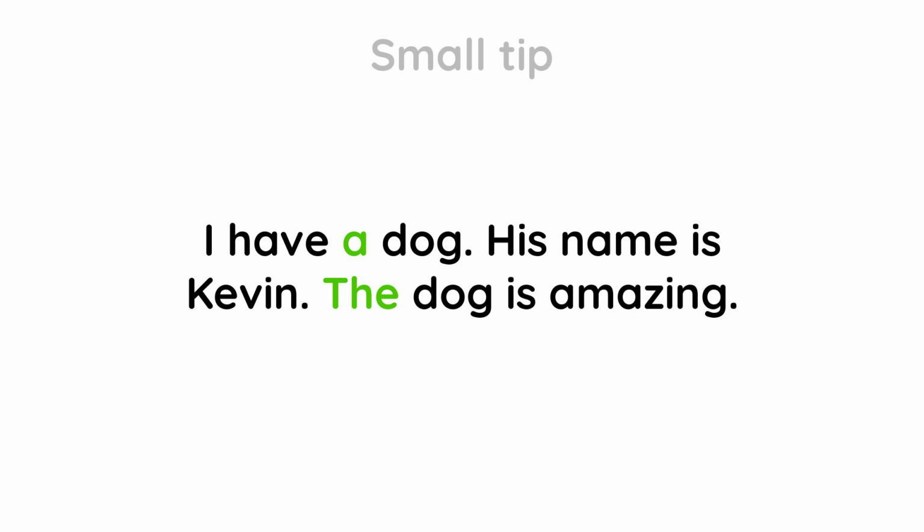As you can see, in the first sentence, we used a before the word dog because we just want to say that we have a dog. We didn't say anything specific about the dog, so we used a. In the third sentence, we already know that we talk about a specific dog named Kevin. Because of that, we would use the before the word dog.